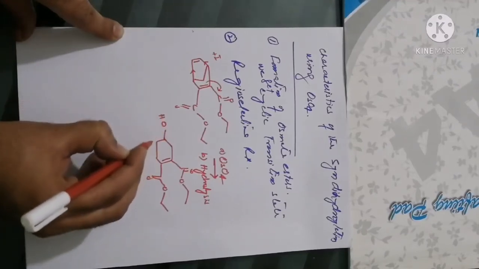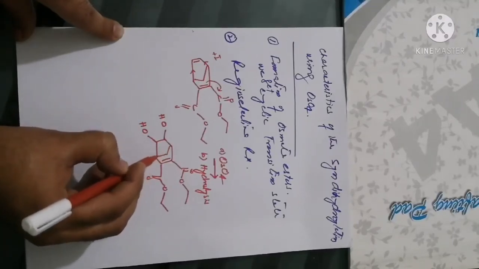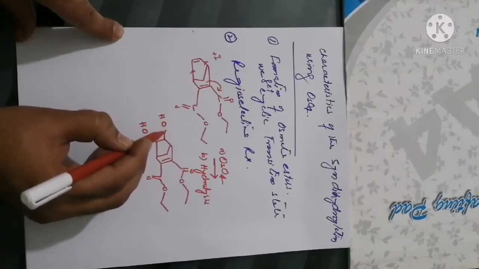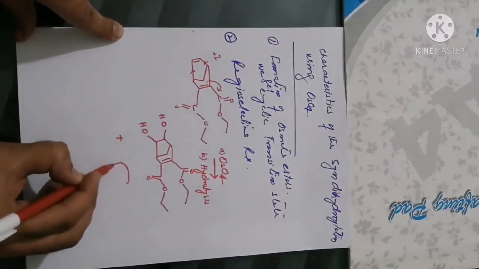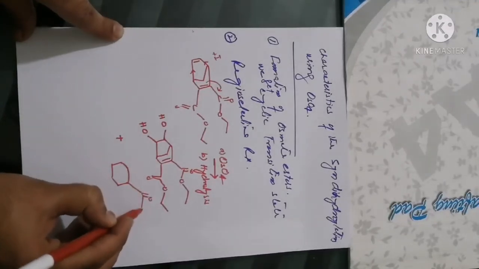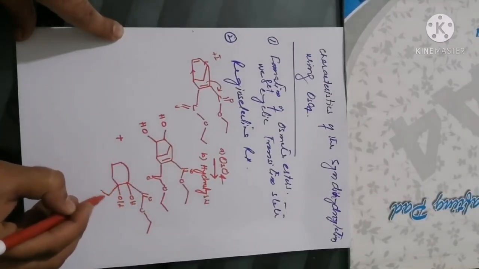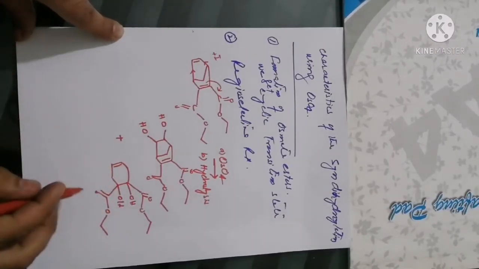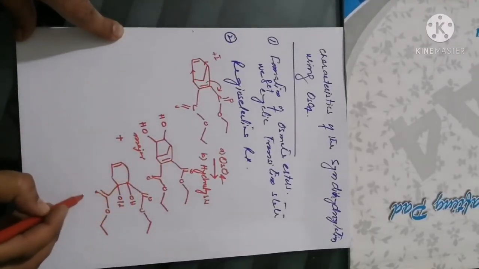I am just writing two hydroxyl groups. I'm not working on the stereochemistry. Those hydroxyl groups may be on the front side, or they may also be on the rear side. We will also get another constitutional isomer, but this product will be major and this will be minor.